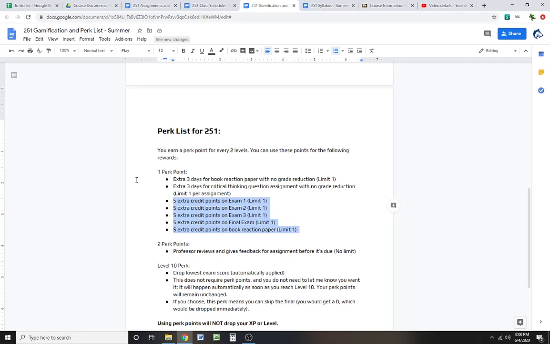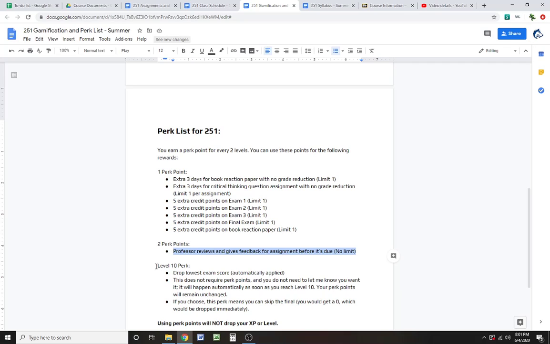If you use 2 perk points instead of 1, I will review and give you feedback on an assignment before it's due. You have to give it to me early enough that I have time to do this, but this is where I would go through and really comment on your paper and tell you what grade you would get if you turned it in, and give you a chance to fix something and maybe get a better grade.